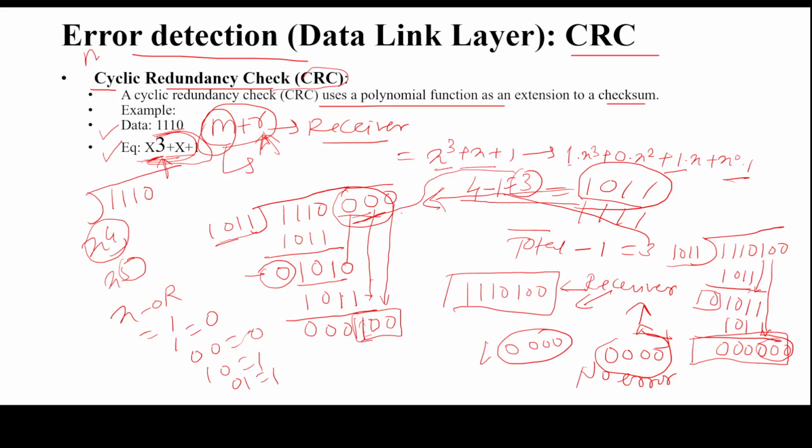Okay, so for your understanding you have to solve this equation. 1 1 0 0 will be your data. Okay, and that data we have to divide by this polynomial equation. Use the same polynomial equation, and check whether there is an error in the data or not. You can put your answer in the comment box. Okay, thank you.